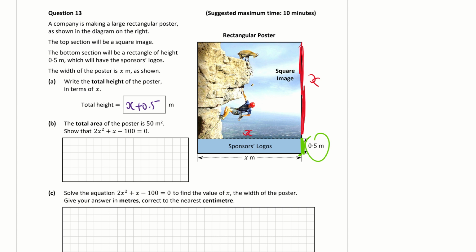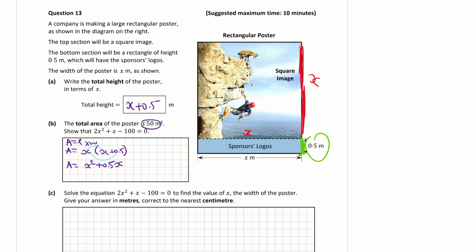Part B: the total area of the poster is 50 meters squared. Show that that can be written as 2x squared plus x minus 100. So area is length by width. They haven't given us a lot of room here maybe. So area is equal to length by width, so that's x by the height, which is x plus 0.5. Multiply them in, I get area, which is x squared plus 0.5x.